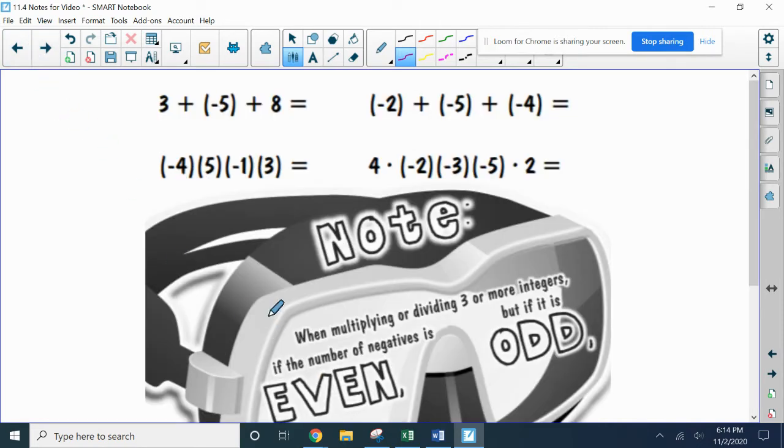All right, I want you to go ahead and pause this and attempt these. These are multi-step, but you should be able to do them.